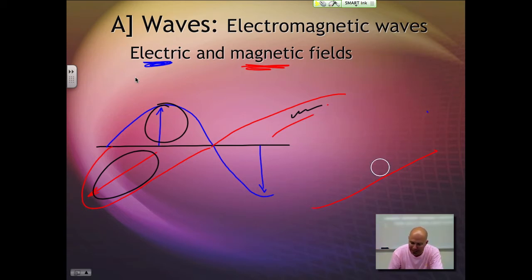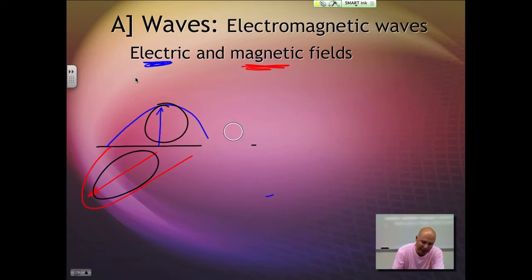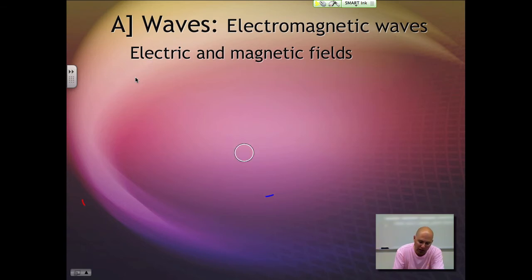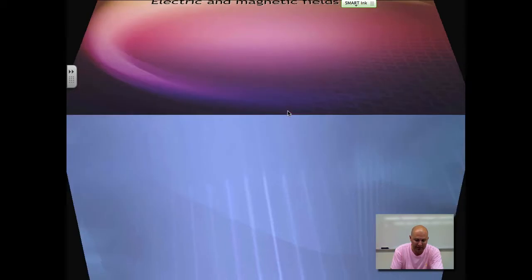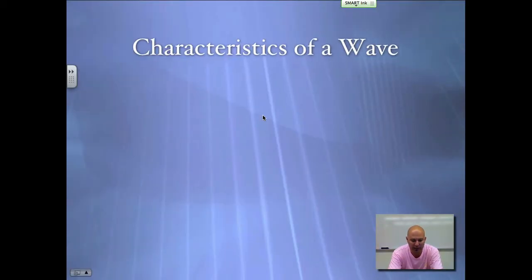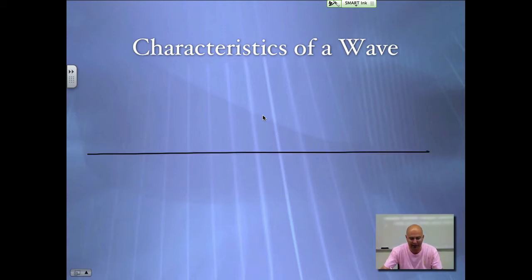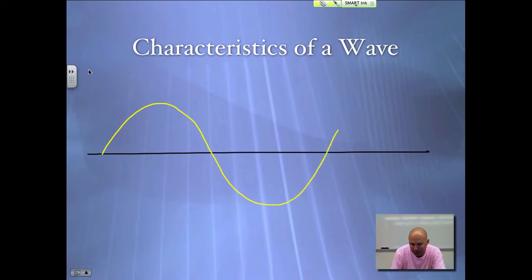So let's go ahead and define a little bit more about our electromagnetic waves. Let's take a look at some characteristics of a wave. So let me go right ahead and draw that wave again here. Let me grab yellow here. Up and down and up and down, etc. Okay, this is pretty good.